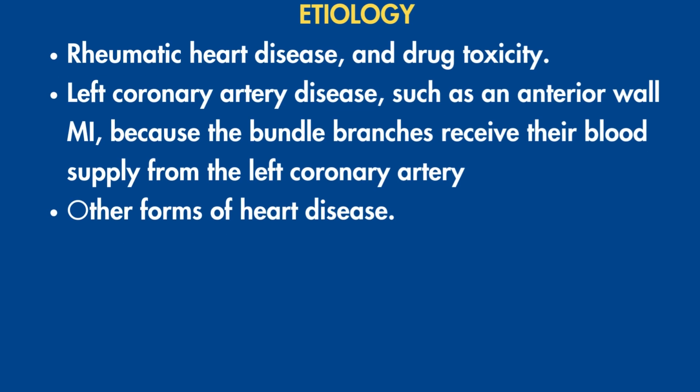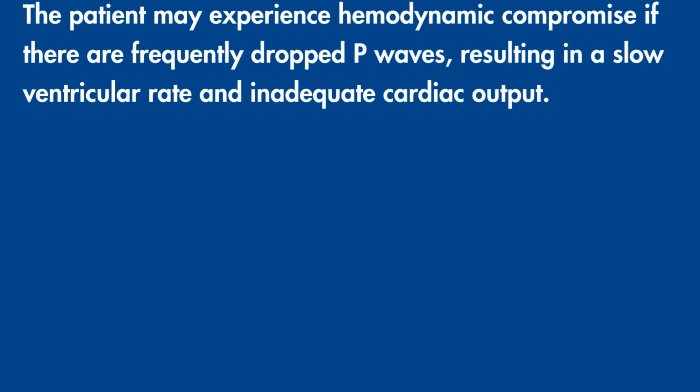Next is etiology. Type 2 AV block is associated with rheumatic heart disease and drug toxicity. It may occur in patients with left coronary artery disease, such as an anterior wall MI, because the bundle branches receive their blood supply from the left coronary artery. Type 2 block may also result from other forms of heart disease. The patient may experience hemodynamic compromise if there are frequently dropped P waves, resulting in a slow ventricular rate and inadequate cardiac output. Clinical significance.